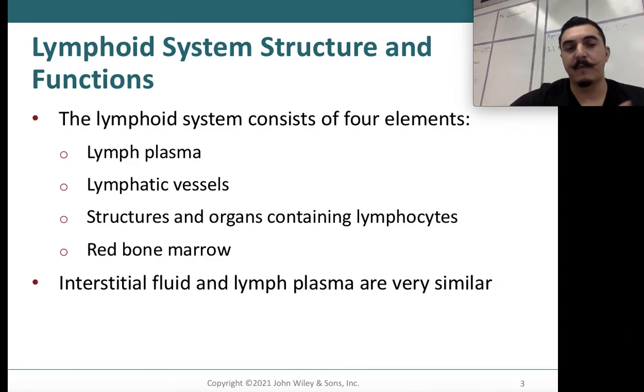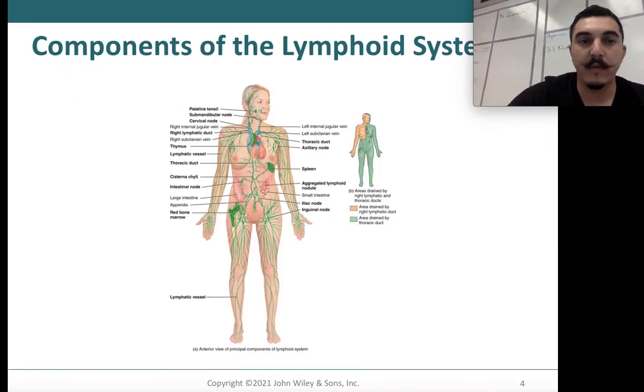We also have, if you remember, the interstitial fluid. That's similar to the lymph plasma that we're talking about. Okay, so let's get going. Here is a picture of our lymphoid system, all those areas. I've got my textbook here as well, and I don't want to miss any areas.